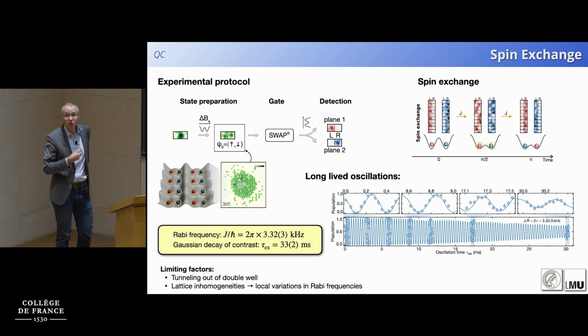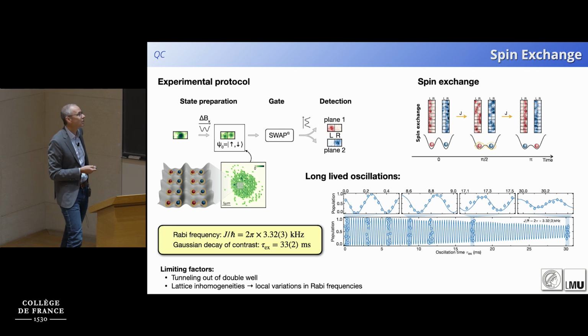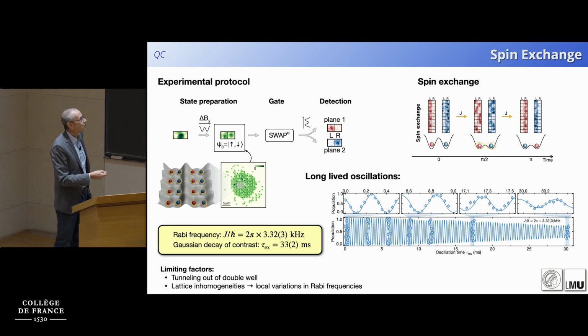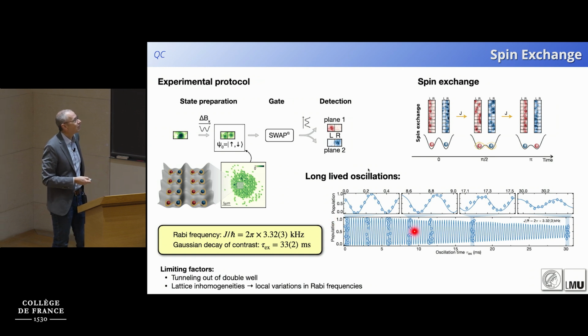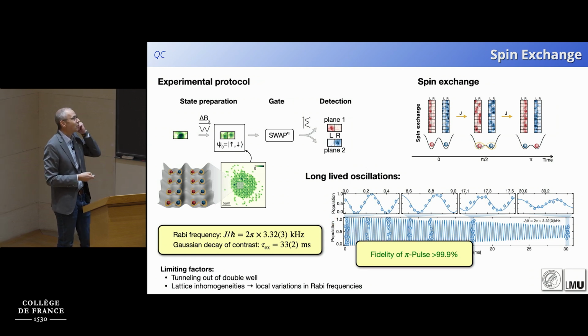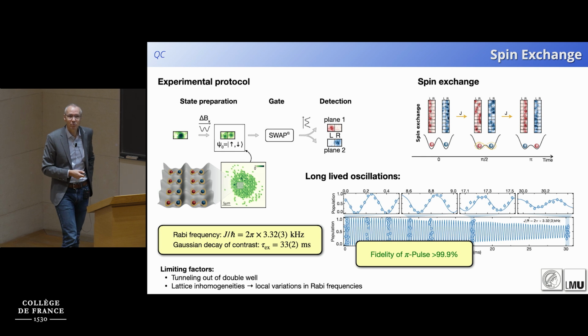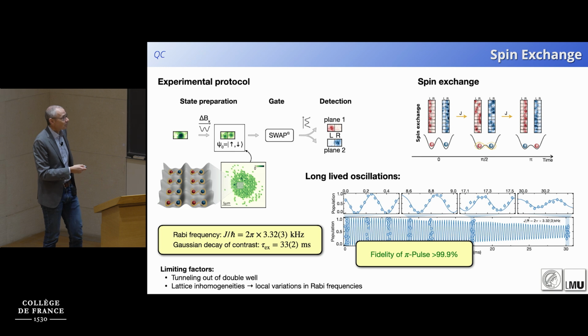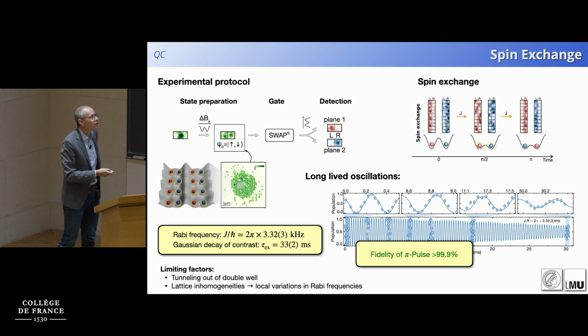And then we can look at how good the quality of this operation is, how good can we actually perform this gate operation, this swap operation. And it turns out it works extremely well. If we look at the time evolution of the swap operation, we find fidelities for a pi pulse of over 99.9% for the pi pulse of the swap operation occurring in the system. That already gives us an idea how good gates could be.